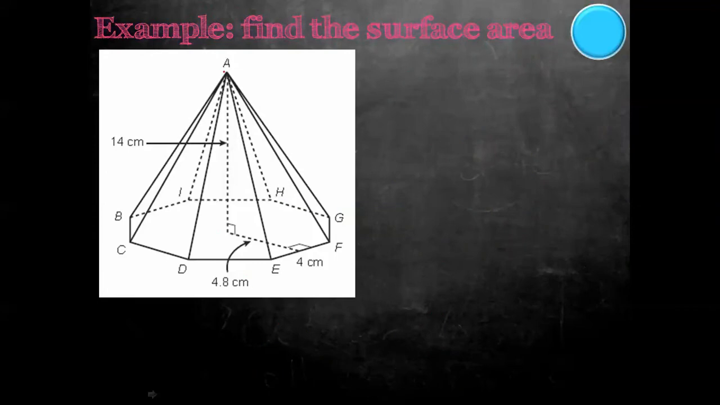Okay, so on this pyramid, right, we're going to count the sides here. 1, 2, 3, 4, 5, 6, 7, 8. So this is an octagonal pyramid because we have an octagon right here. So we're still going to use our same formula. Okay, the slant height, remember, is the height of one of the lateral faces.